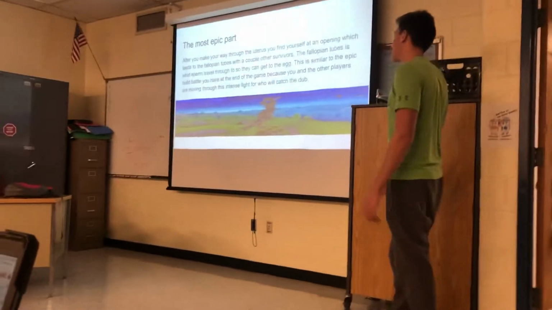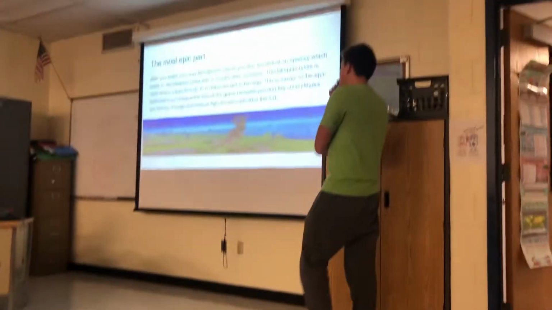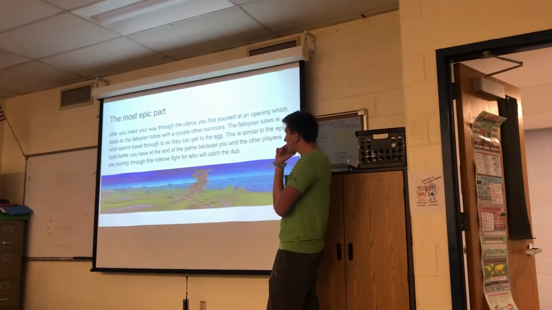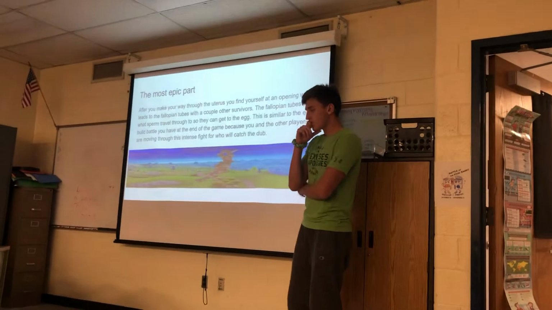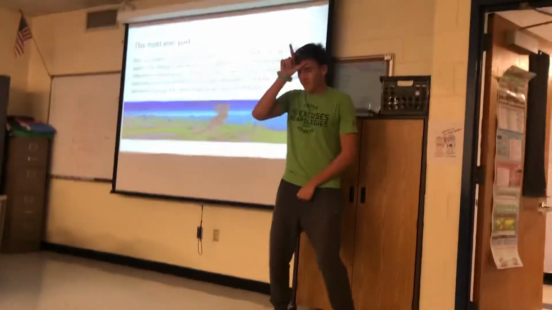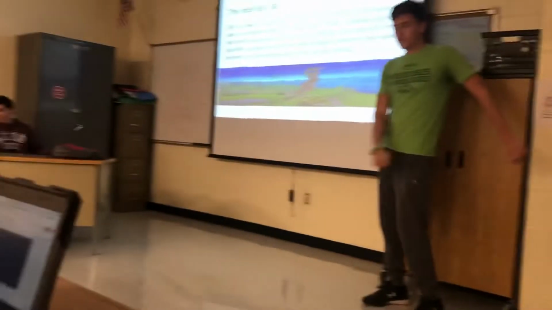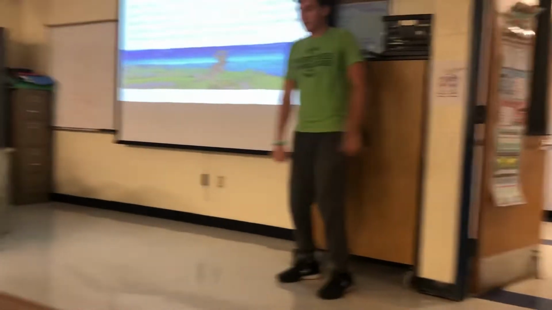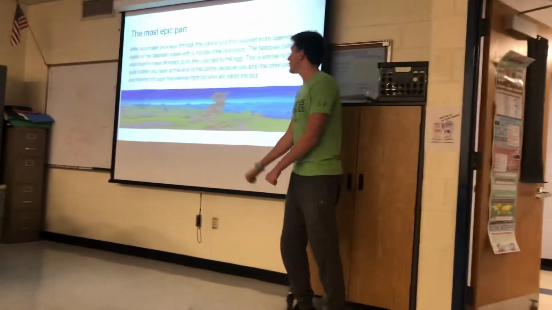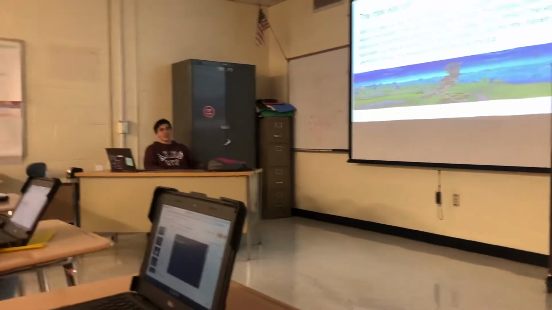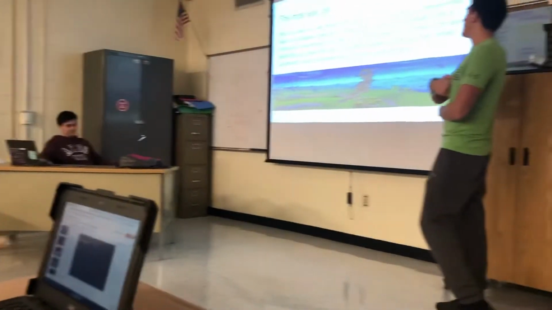The most epic part. After you make your way through the uterus, you find yourself at an opening, which leads to the fallopian tubes with a couple of survivors. The fallopian tubes where sperm travel to, so they can get to the egg. This is similar to the epic build battle you have at the end of the game, because you and other players are moving this intense fight for who will catch the dub. Yep.